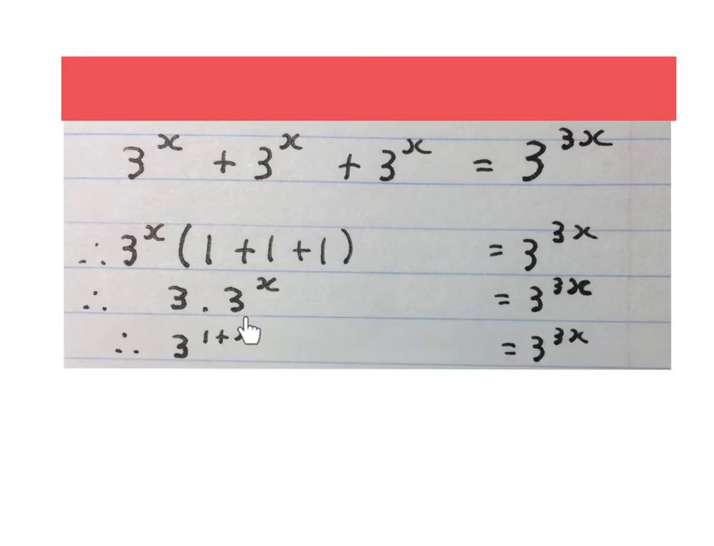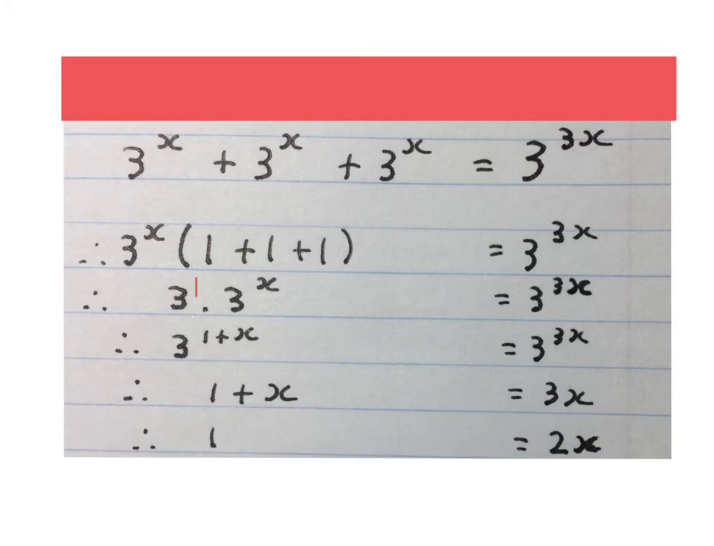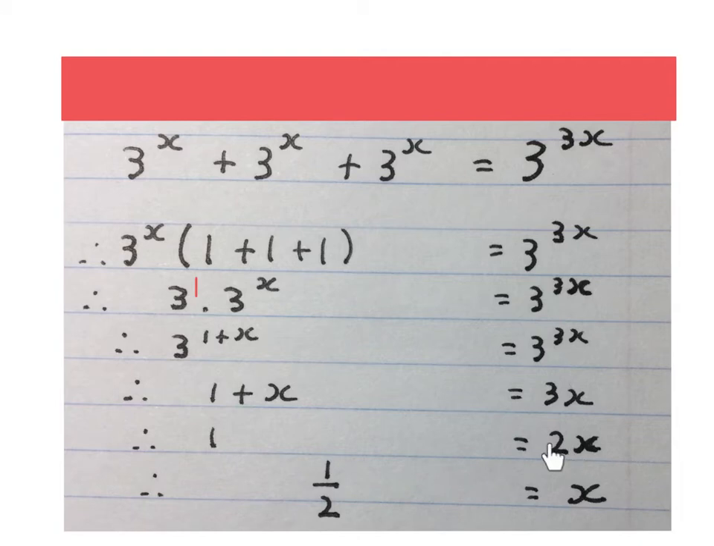Because we are multiplying and the bases are the same, we add the exponents, we take that 1 plus x and we write it. So now our bases are the same. So we drop the bases, 1 plus x equals 3x. Minus x on both sides, then you get 1 equals 2x. Divide by 2 on both sides to get rid of this 2, and we get a half equals x. The value of x is a half.